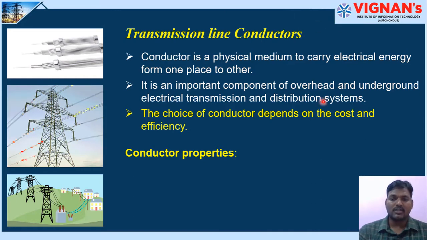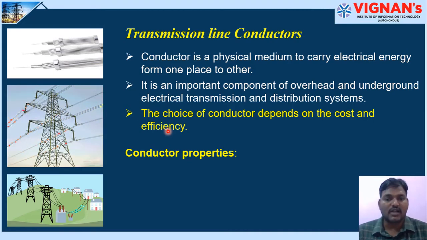Two things are shown here: one is the cost, the other is efficiency. As we know, the conductor is made up of a metal. The volume of the metal will depend on the length and area of the material. The losses in the power transmission system depend upon the resistance of the material, which decides the I square R losses. If the losses are less, the efficiency will be more. If the losses are more, the efficiency will be less.